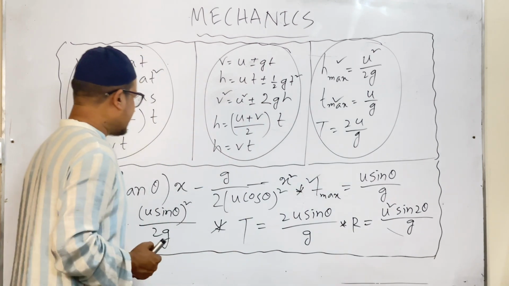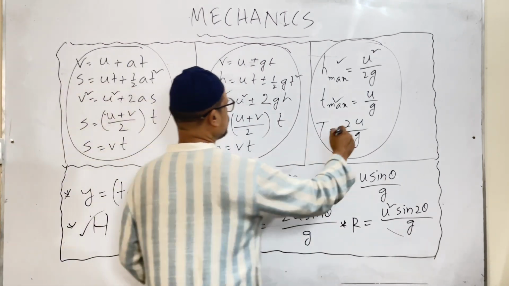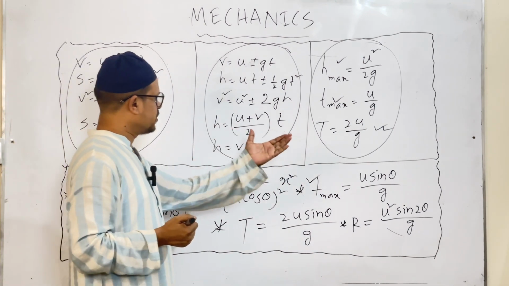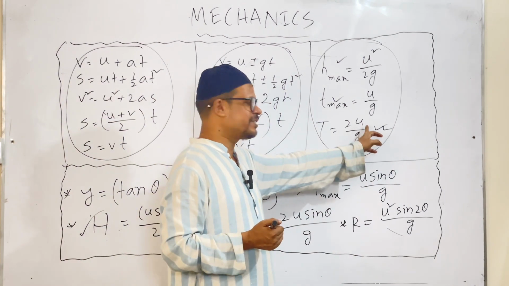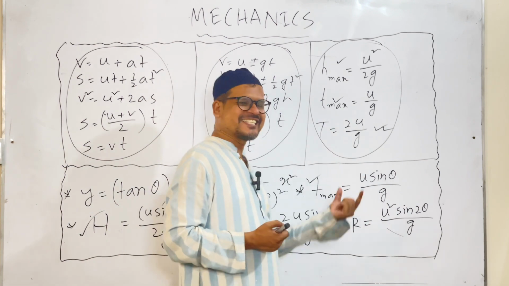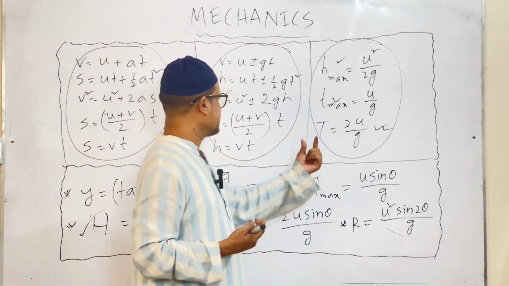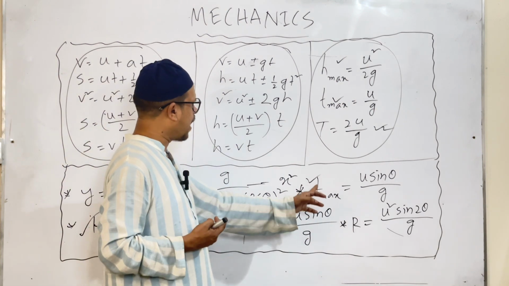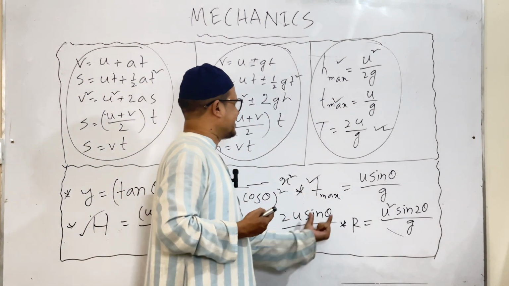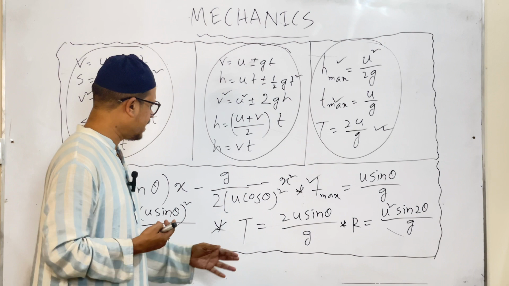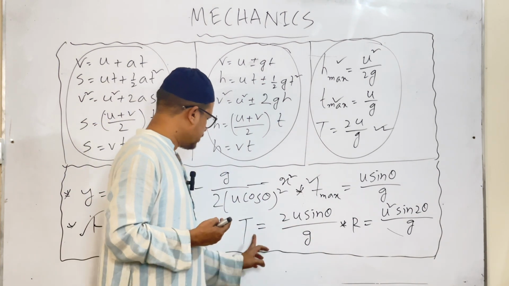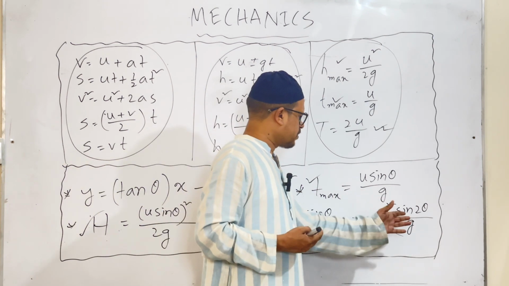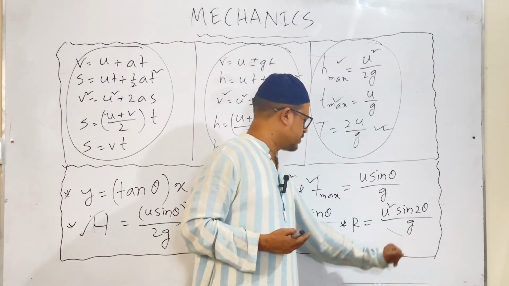And you know t equal to 2u by g. This is the trajectory time, where u is the initial velocity, g is the acceleration due to gravity, and t is the trajectory time. This is the same. Just put u sin theta in place of u: 2u sin theta over g equal to t.